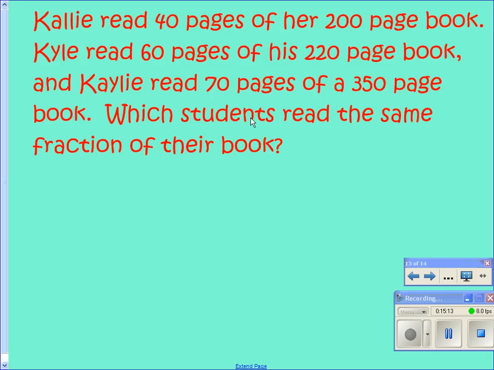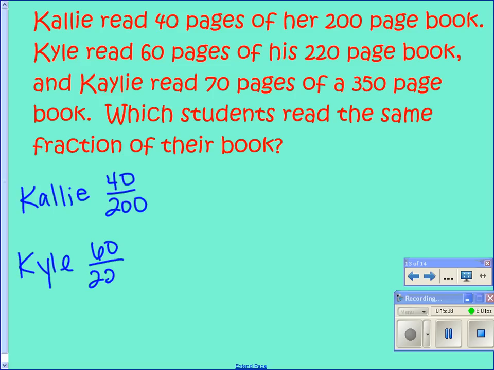The last one says Callie read 40 pages of her 200-page book. Kyle read 60 pages of his 220-page book, and Kaylee read 70 pages of a 350-page book. Which student read the same fraction of their book? Okay, so two of these people read the same amount. So Callie read 40 out of 200. Kyle read 60 out of his 220. And Kaylee read 70 out of her 350-page book.